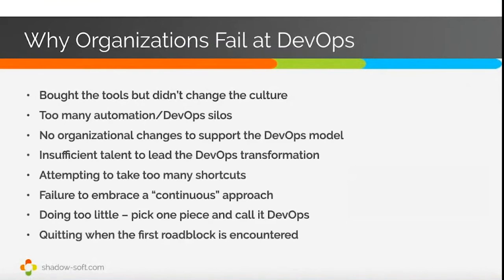They don't have an evangelist, they don't have a champion to push the organization through. So they'll just say, you know what, we tried and we failed, let's go back to our old ways. So that's really one of the worst and most common reasons I've seen for organizations to fail at getting the DevOps model implemented. They just don't have the tenacity to overcome the roadblocks.